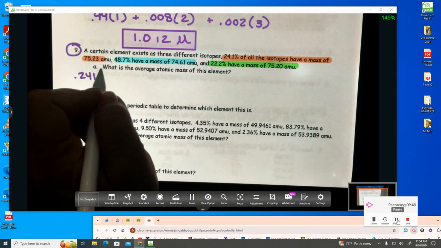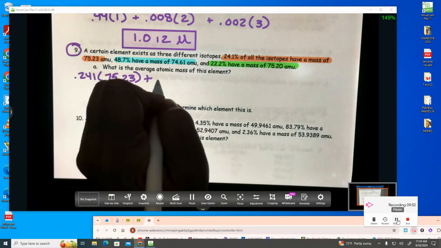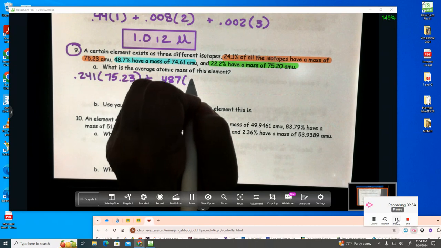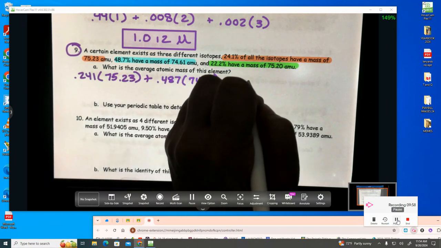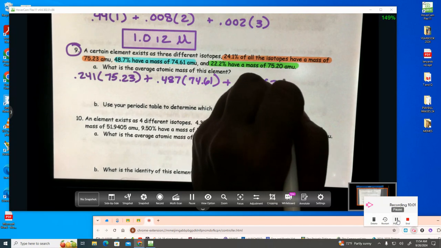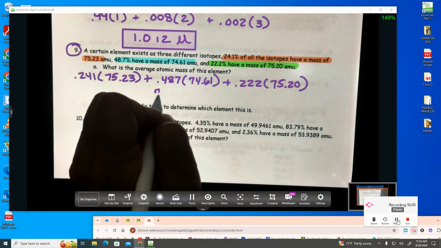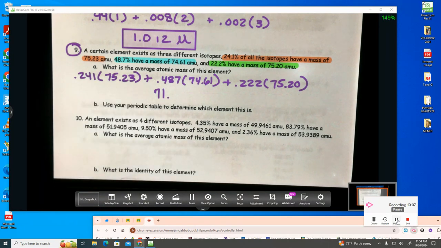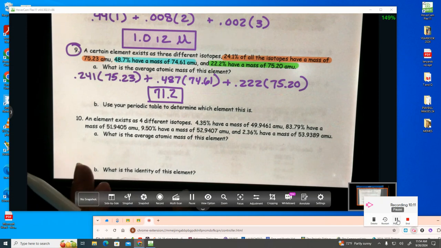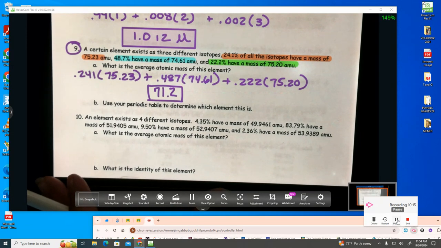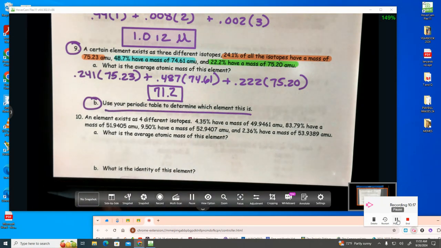So 0.241 times 75.23 plus 0.487 times 74.61 plus 0.222 times 75.20, and we did not get a number that we expected. We got 71 point something, right? 71.2. Because the percentages didn't add up to 100. Now, they said use your periodic table to determine which element this is.